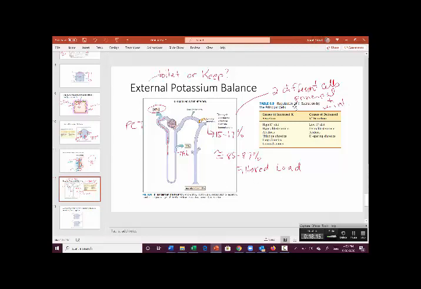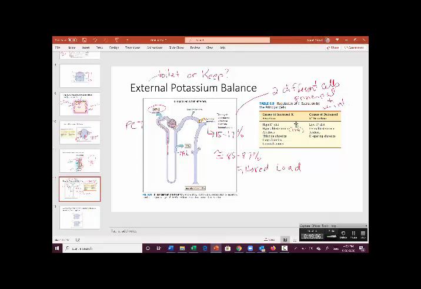Just quickly, causes that can increase potassium secretion. You have a high potassium diet, so you need to get rid of it. You have oversecretion of aldosterone. Maybe you have Conn's disease. That would lead to an oversecretion of potassium.